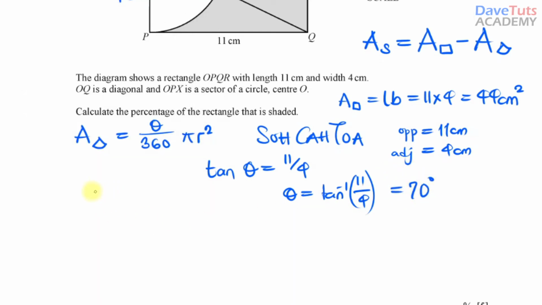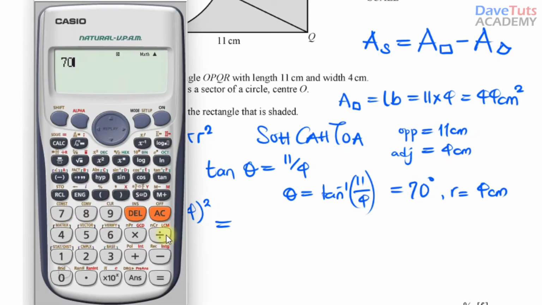And then, that being the case, we found R to say R is 4 centimeters. So we can find the area of the sector of that particular circle to be theta, which is 70 over 360, multiplied by pi, multiplied by R squared, which will be 4 raised to the power 2. So let's use our calculator now. We have 70 divided by 360 multiplied by pi, then multiplied by 4 squared.